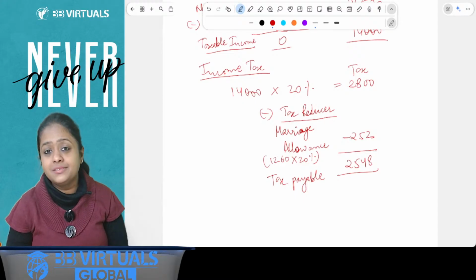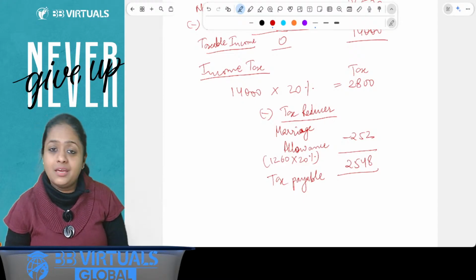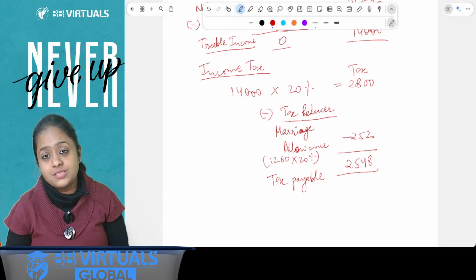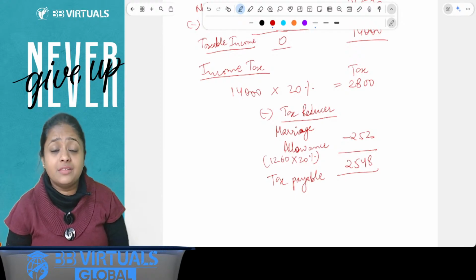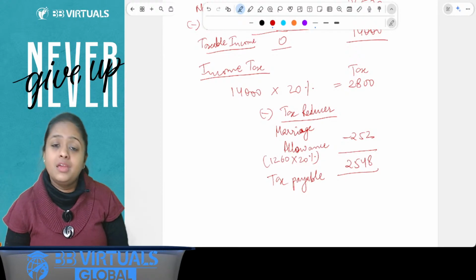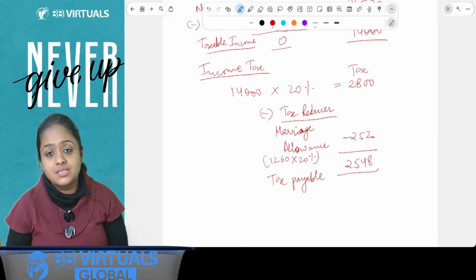Yeah, absolutely. Till that time that they are in the basic rate band, they are not crossing the basic rate band, it's allowed. So even if the other spouse has zero income, he can transfer 1260 to the other spouse, because PA is eligible to him.